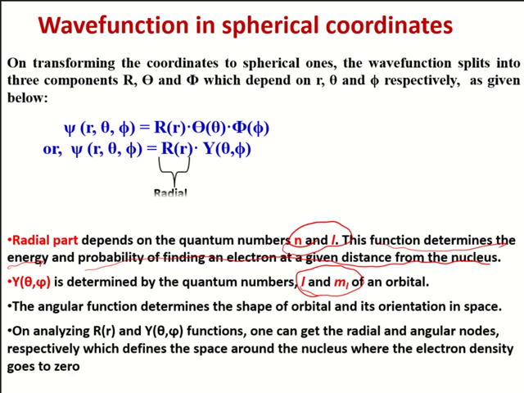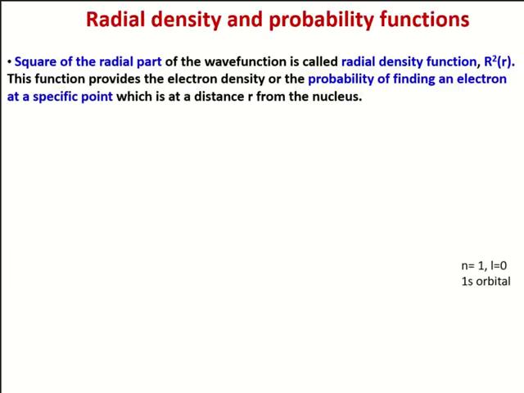So as I told you earlier, square of the radial part, what does it give you? Radial electron density, or we say radial density function. So this is the probability of finding the electron at a specific point. At a specific point, if you want to find the probability for the electron, that is given by this thing.